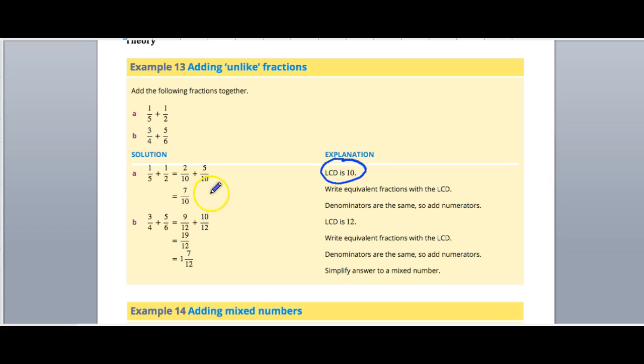Let's go back to example A first of all. So you can see here the 1/5 has been changed into 2/10. So let's just look at how that was done. Now, I know I want my denominator to be 10. So the 5 changes to a 10. How did I do that? I multiplied it by 2. So whatever I do to the denominator, I also have to do to the numerator, or the number on the top. So it becomes a 2. So 1/5 is the same as 2/10.